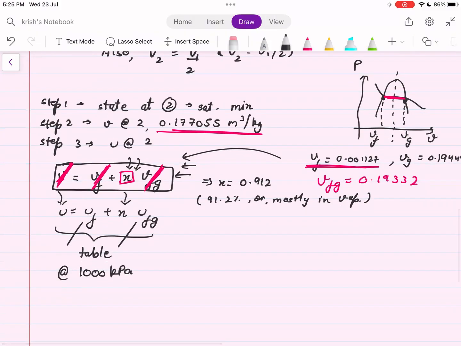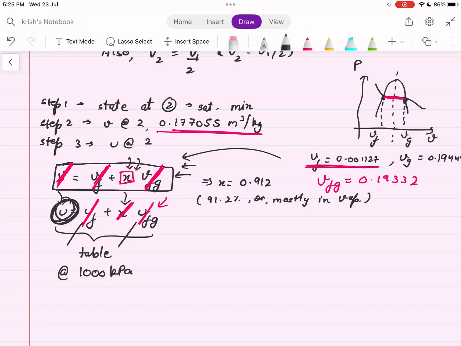So now we have the value of x. Coming back to our original equation that we had to solve, value of u we can get from the table, uf we can get from the table, ufg we can get from the table, value of x we have found from the above equations.